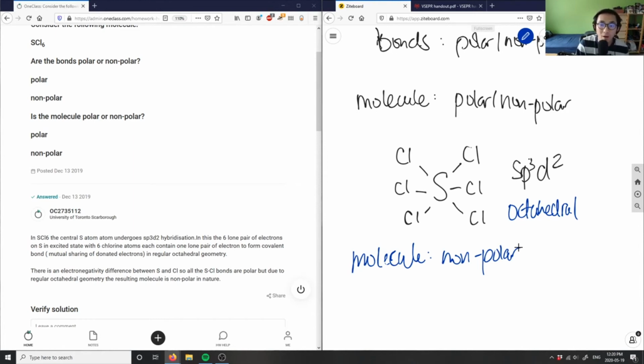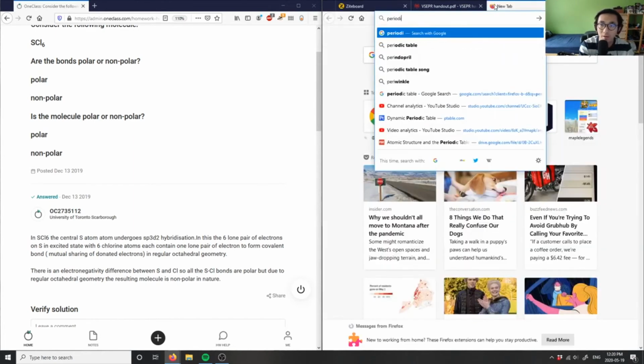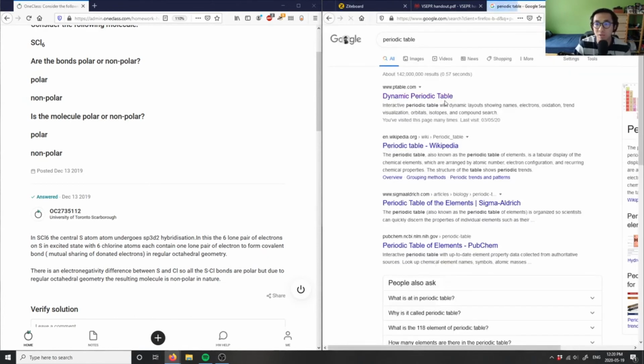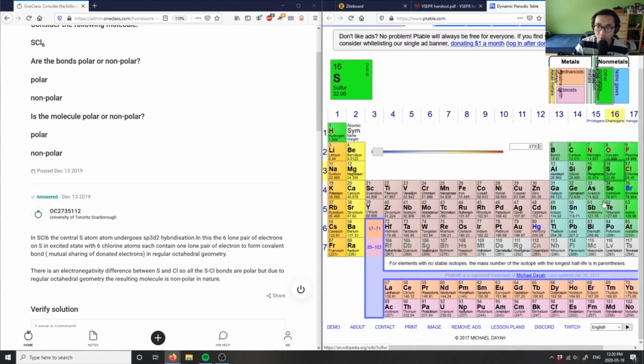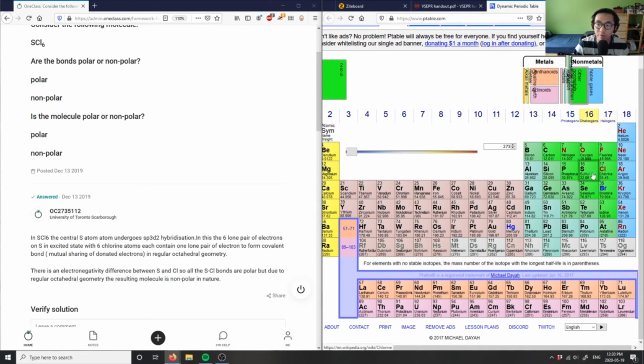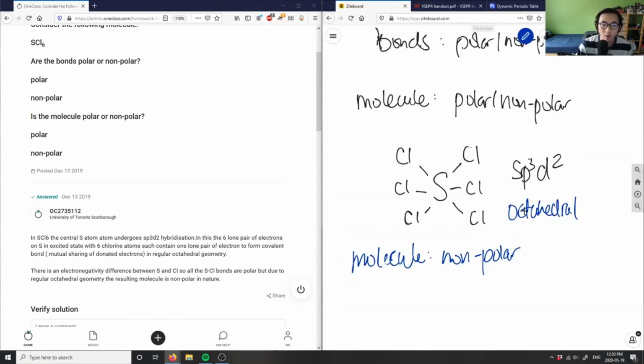But are the bonds polar or nonpolar? If we want to check that, we have to go to our periodic table to check the electronegativity difference between these two atoms. As you can see, you have sulfur and chlorine here. Sulfur and chlorine are very close in terms of electronegativity, but there's a difference between the two, which means the bonds themselves are indeed polar. So you can say the SCl bond here is polar.